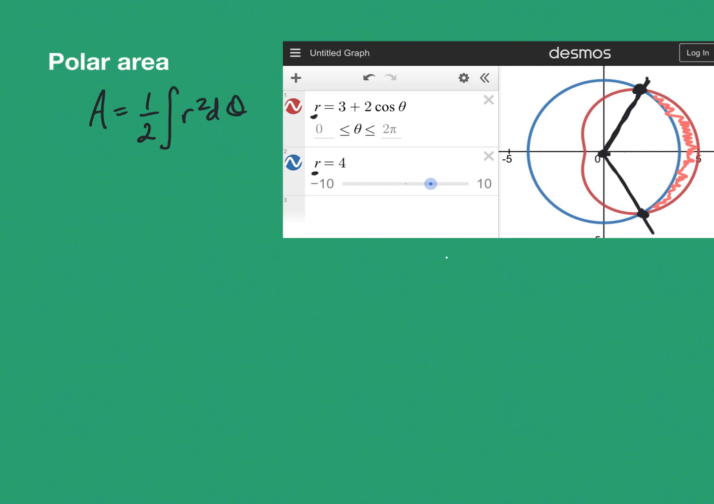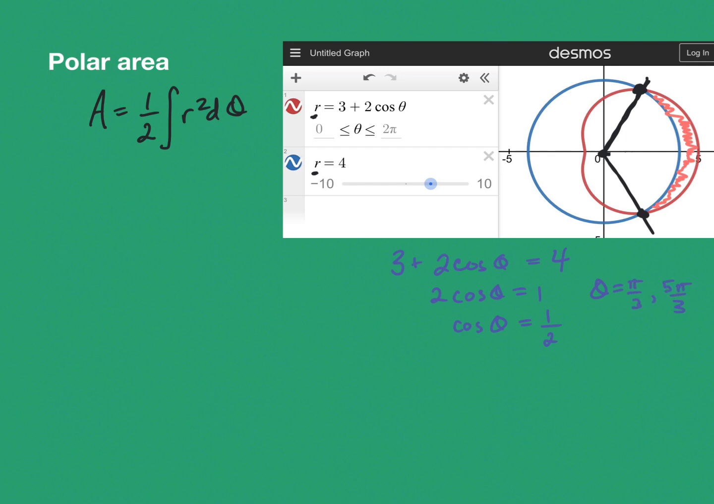Now, we need to know where those curves intersect, and the easiest way to do that is to just take those two curves and set them equal to each other, like this. So I would subtract 4 from both sides. I would divide both sides by 2. And then we're saying, well, we need to figure out where cosine is 1/2. Now, cosine is 1/2 at pi over 3 and 5 pi over 3.